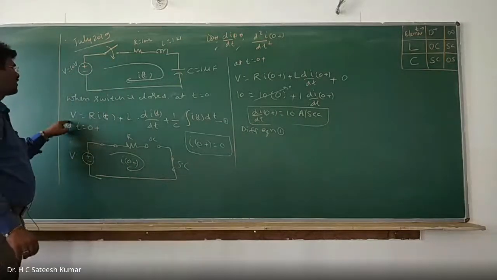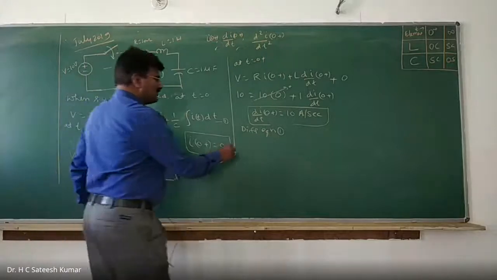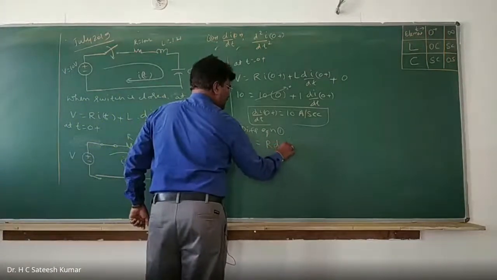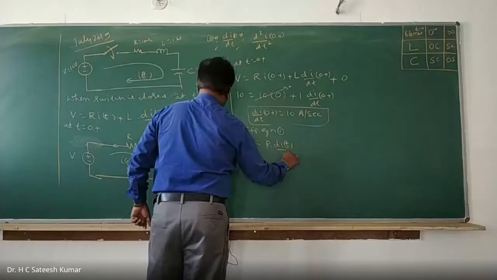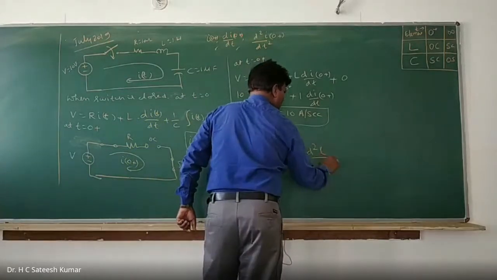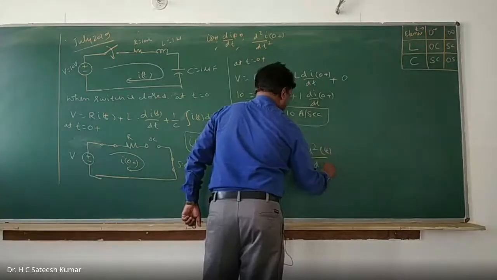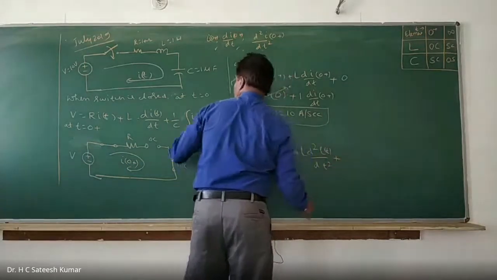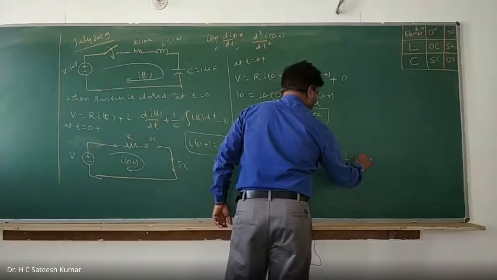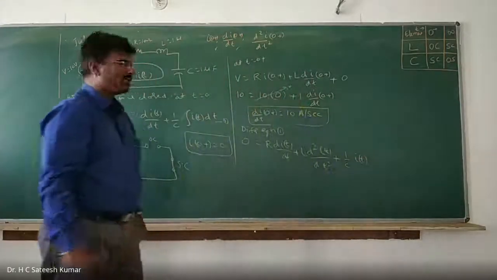If it is constant, what will happen? Differentiation of constant is 0. Then R into di of t divided by dt, this is not constant, plus L into d squared I of t divided by dt square, plus differentiation of this one. What will you get? 1 by C into I of t.